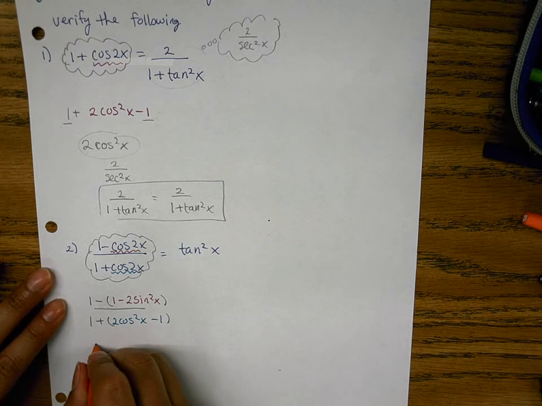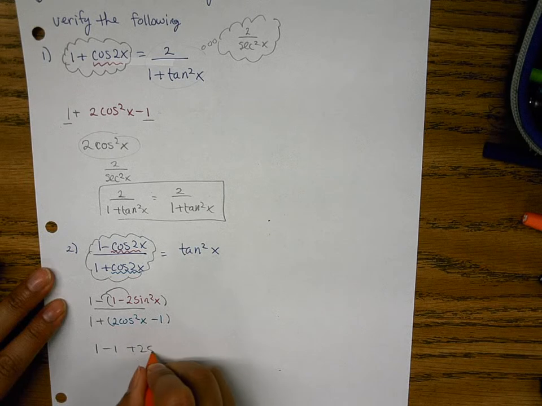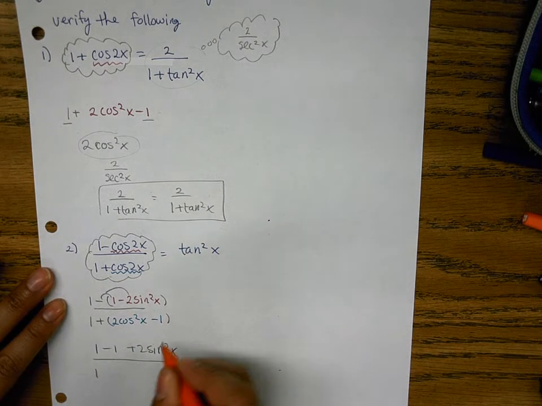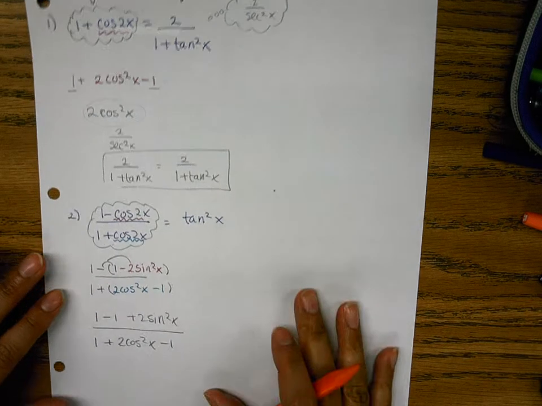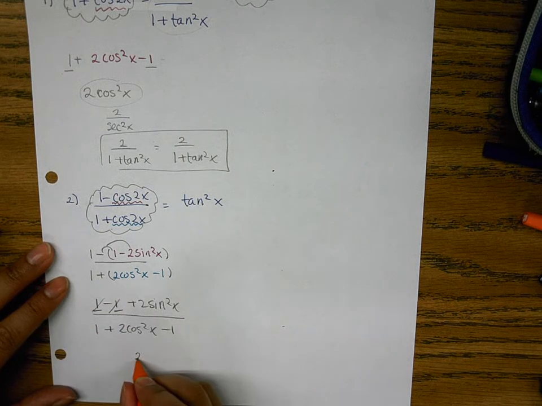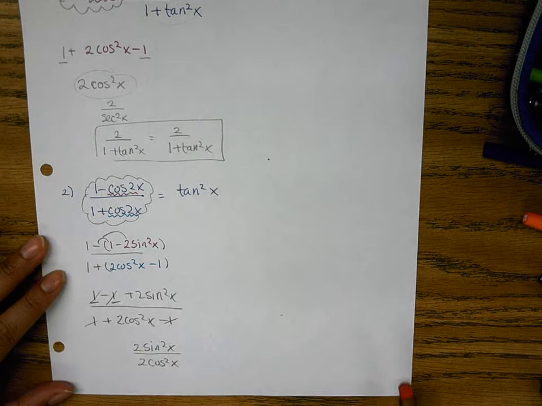Distribute 1 minus 1 plus 2 sine squared x over 1, and when you distribute the positive, nothing changes. 2 cosine squared x minus 1. 1 and negative 1 cross out, leaving me with 2 sine squared x. 1 and negative 1 cross out, leaving me with the denominator of 2 cosine squared x.